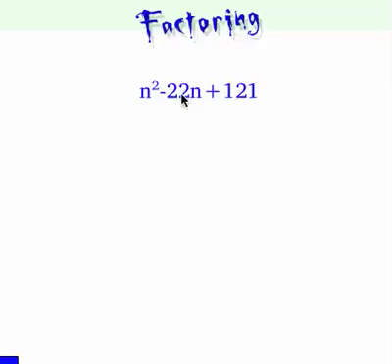Factoring n squared, take away 22n plus 121. All right, notice the first term is a perfect square, and the last term is a perfect square, and there is no common factor to pull out or anything like that. So this is a perfect square trinomial, also called a PST, because it stands for perfect square trinomial. Okay, so let's have a look at that.